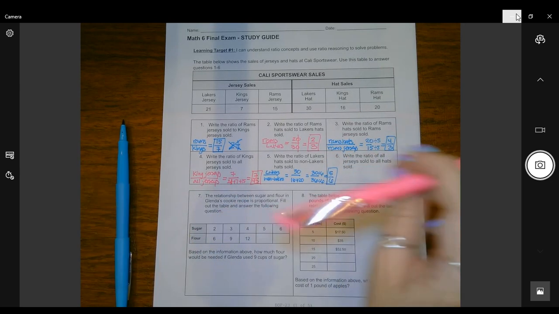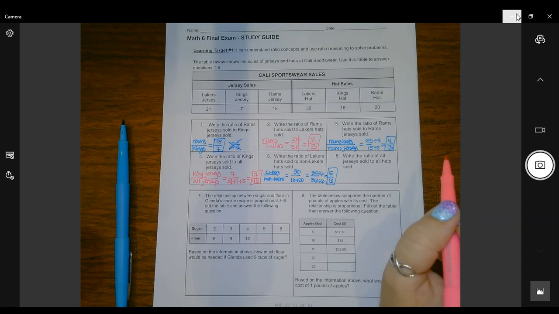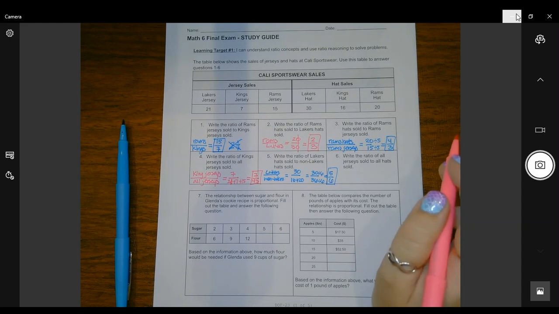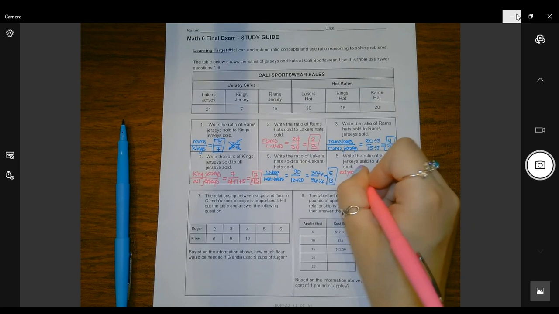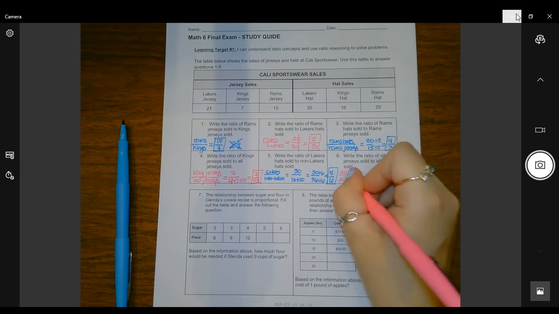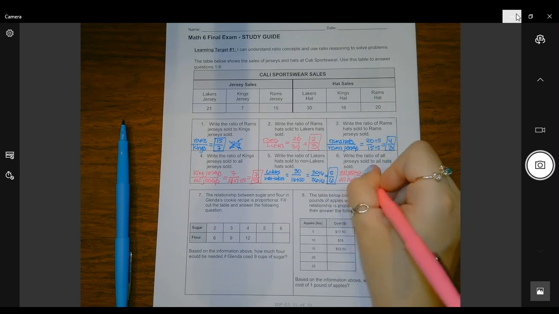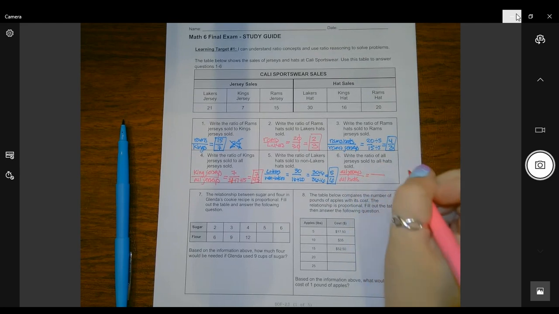Okay, if you haven't gotten any right yet, don't worry. This is your one. You got this. Okay, write the ratio of all jerseys to all hats. Okay, and if you get this one right, feel proud.